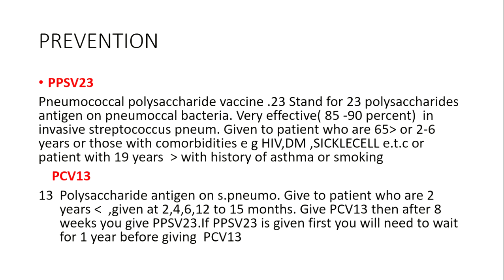So that is it. Another one we call PCV13, where 13 stands for 13 antigens on Streptococcus pneumoniae. We give to patients who are less than 2 years of age, at an interval of 2, 4, 6, and 12 to 15 months. So that's the interval. Also you can give PCV13, then after 8 months you give PPSV23. And if you give PPSV23 first, you will need to wait for 1 year before giving PCV13. So these are the two vaccines that are available.